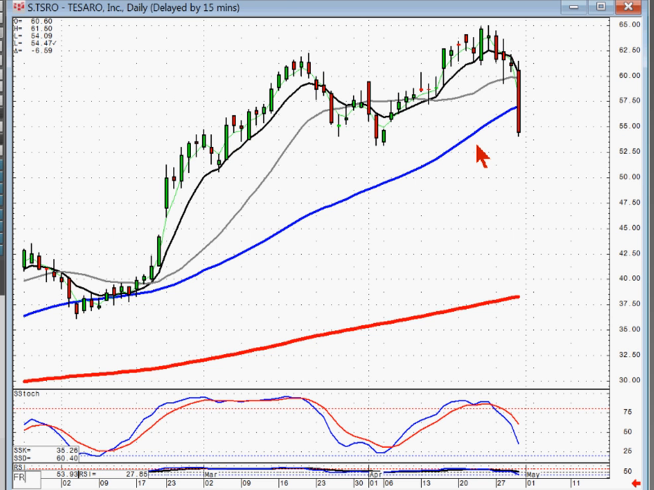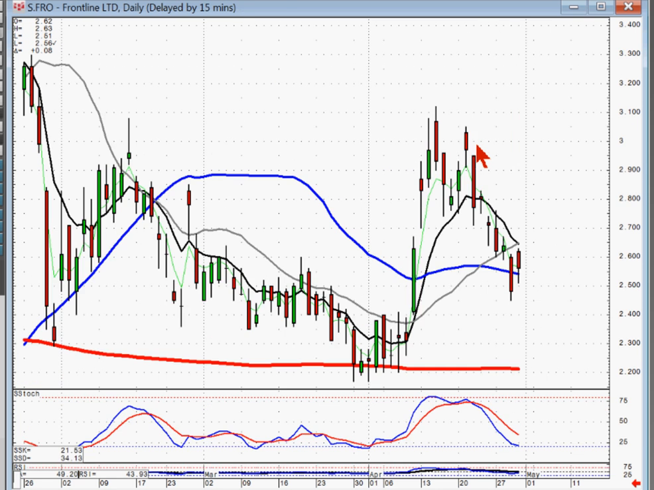Fro. Fro, there's nothing here. I wouldn't be long in this one because you're still below the T-line. Nothing here. I would not be in this one right now. Kendai.